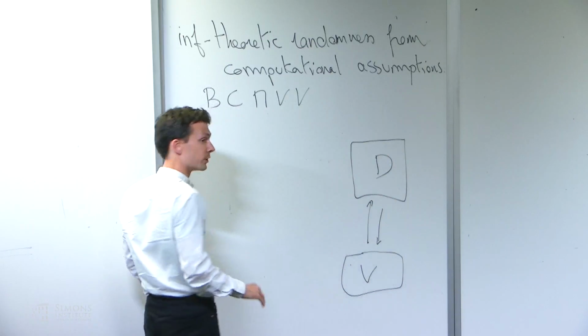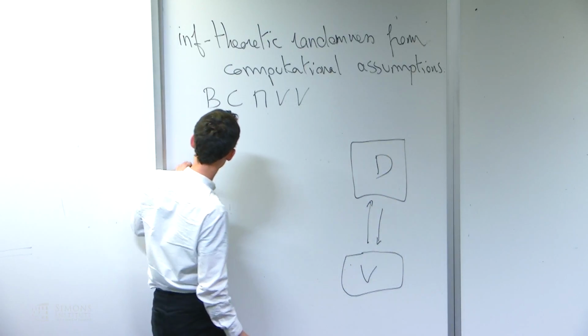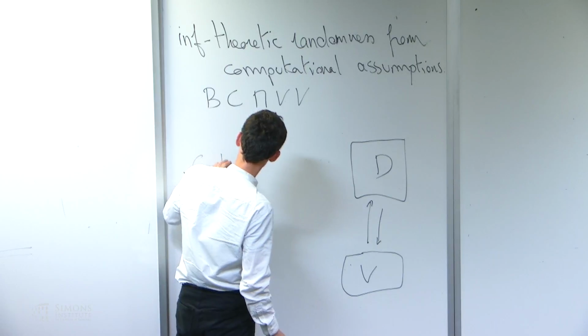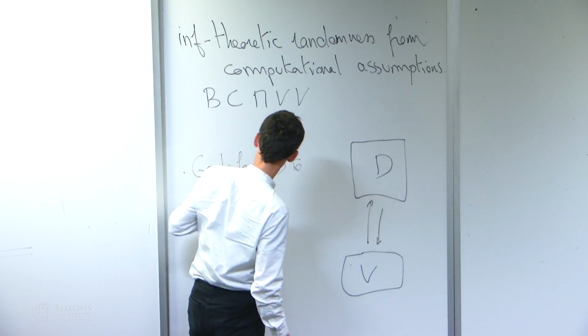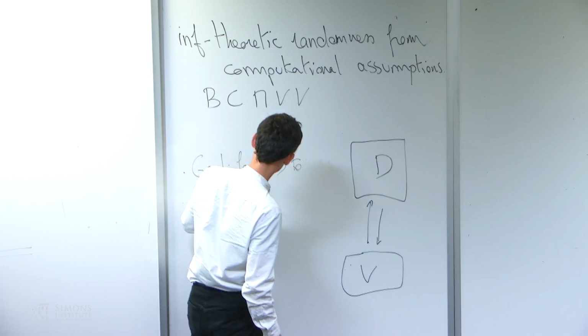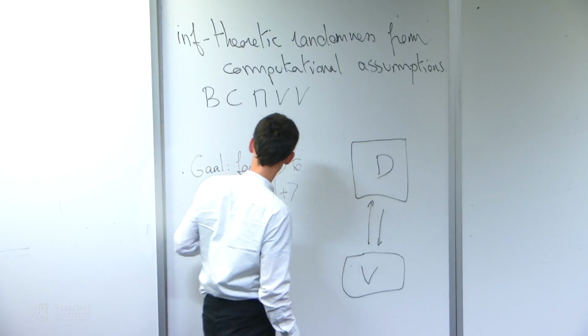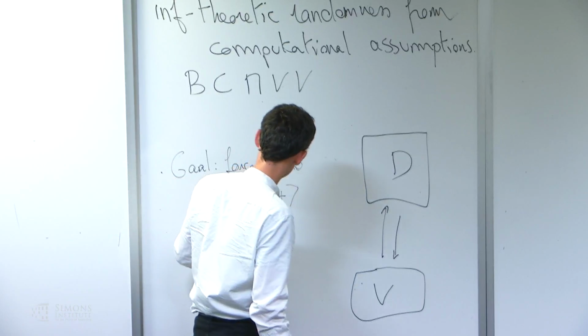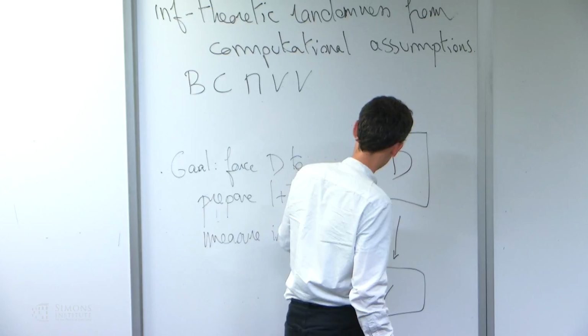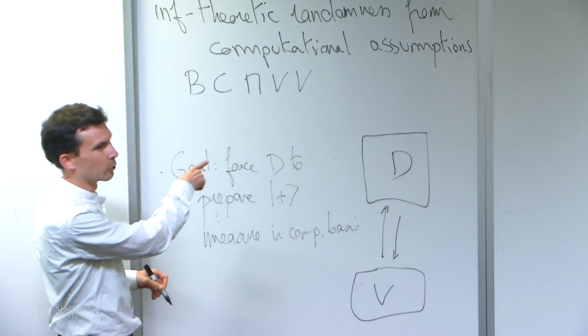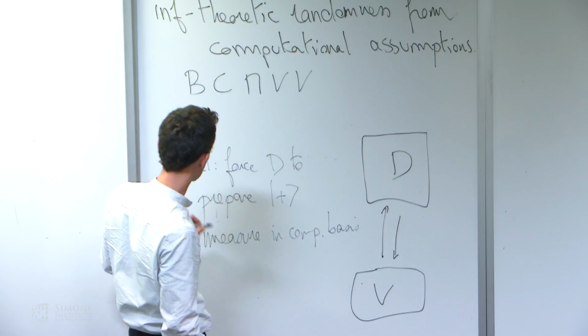And so the simple idea is that what I'm going to try to achieve, the goal, is to force the device to prepare a plus state and measure in the computational basis. How do we do this if we can't look inside and see what the state is, right?